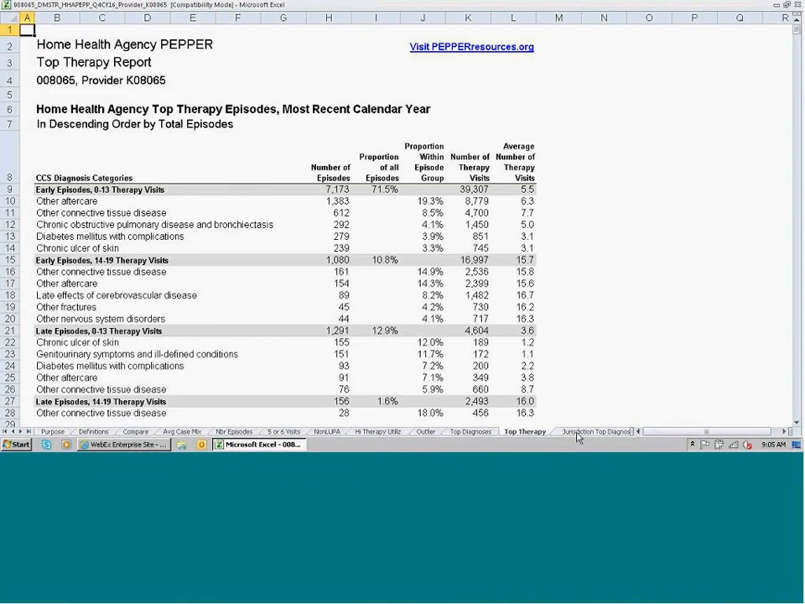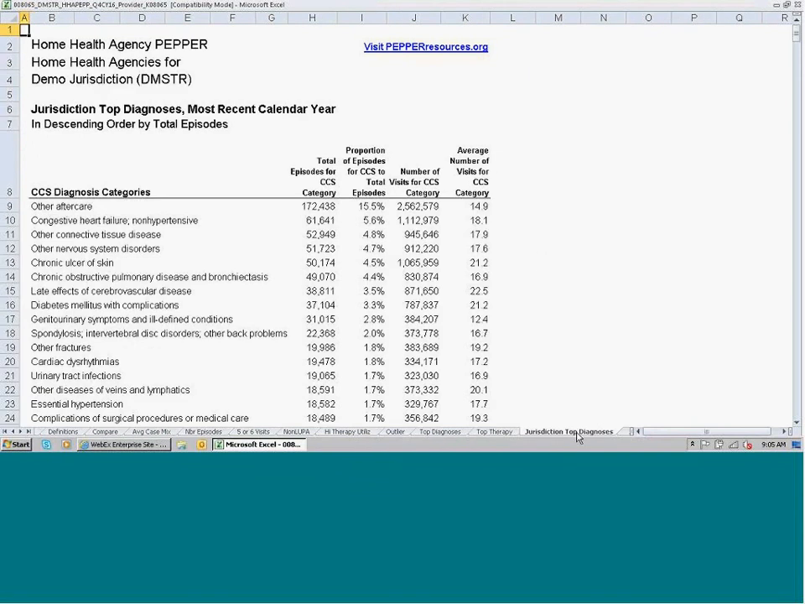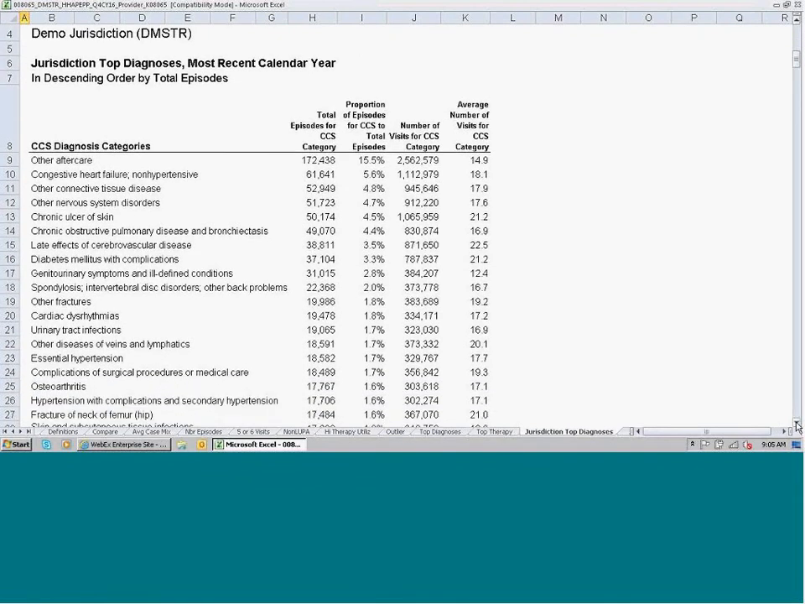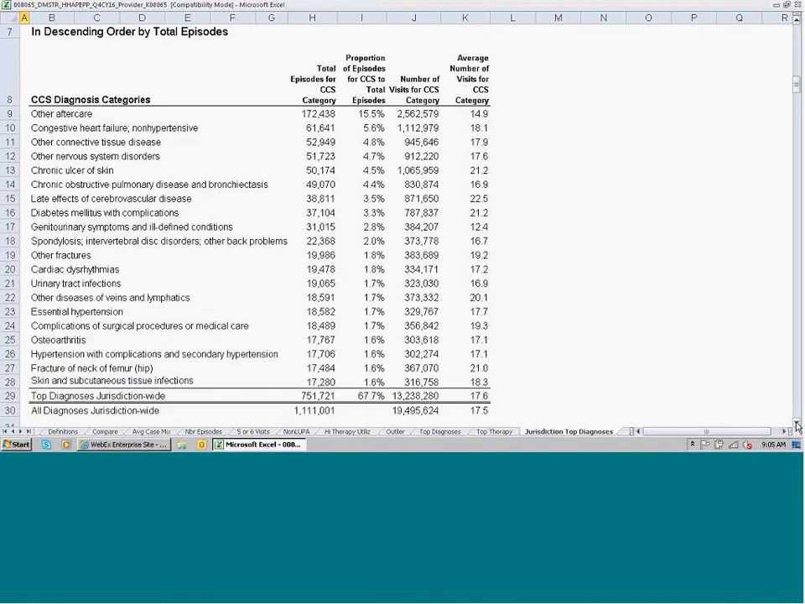We also include in the Home Health PEPPER duplicate or similar reports to the top diagnoses and the top therapy, but these represent the aggregate statistics for all home health agencies in the jurisdiction. So the same information is reported, but it's at the jurisdiction level. So the top CCS diagnosis categories, total number of episodes, the proportion of episodes, the number of visits for that category, and the average number of visits. Summary statistics for the top 20 diagnosis categories and for all.